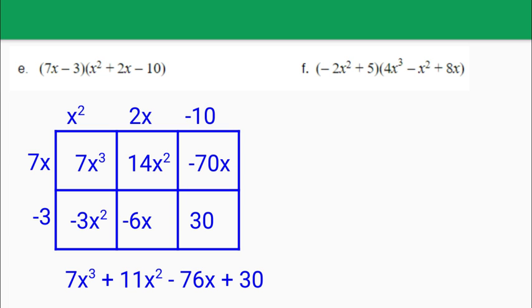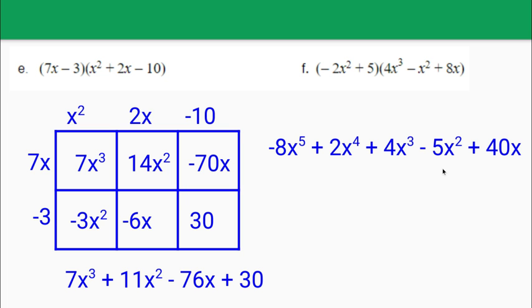All right, when you're ready, go ahead and draw a box for letter F and see how did you do. Again, this is a binomial times a trinomial. So there's 3 here and 2 here. Draw a box to help you out and check your answers when you are ready. Pause the video and go ahead and check your work, but do try it first.